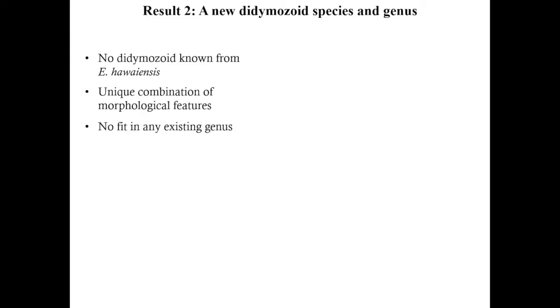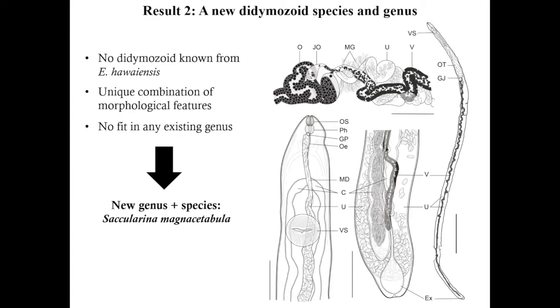My second result is that the adults from Elops hawaiiensis in Moreton Bay have a unique combination of morphological features that don't fit in any existing genus. So we decided to raise them as a new genus and species. We named that new species Sacchalarina magnestabula. And it looks like that. These are my drawings. So it's a tape form.